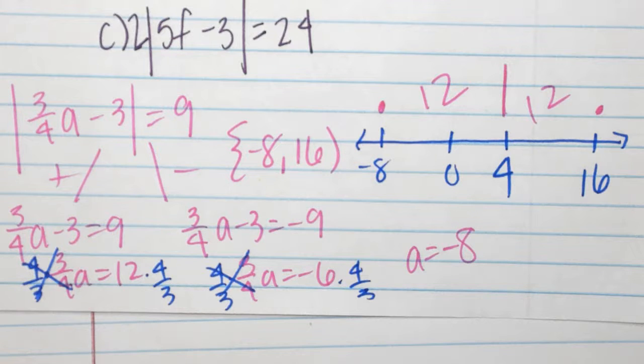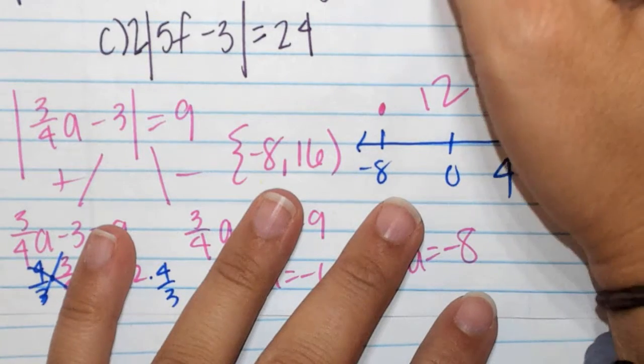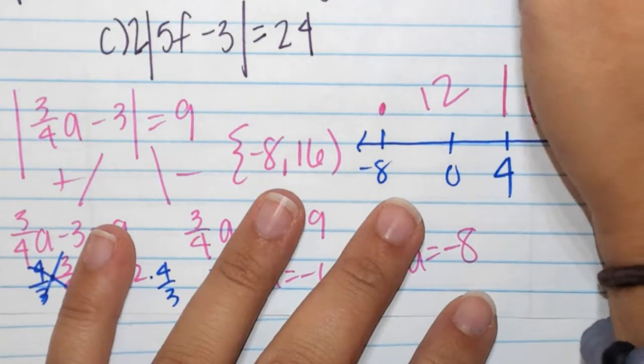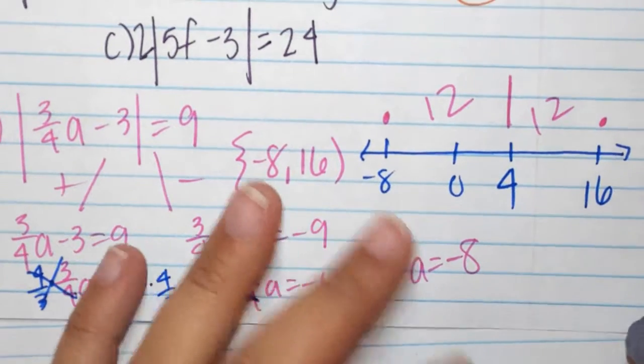All right, what'd you get for B? Donnie? No solution. Why is it no solution? Because absolute value can never equal a negative number. So that one was easy, right? Did anybody work that out? Okay, good. You did?